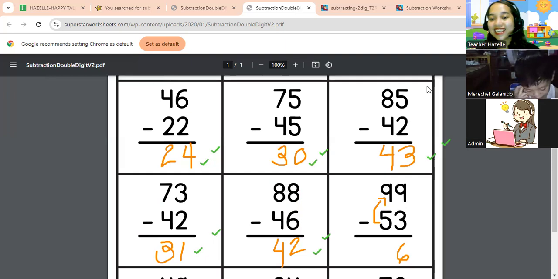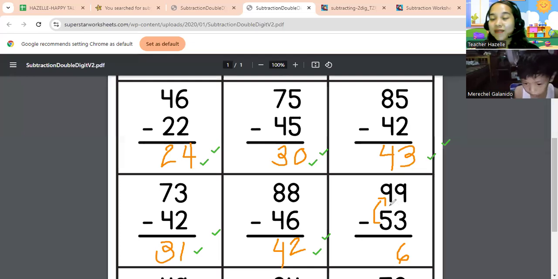Yes, what is the answer? 9 minus 5 equals? 4. Very good. What's the final answer, Ivan? The final answer is? 46. Very good. Okay, because of that, here are lots of stars for Ivan.